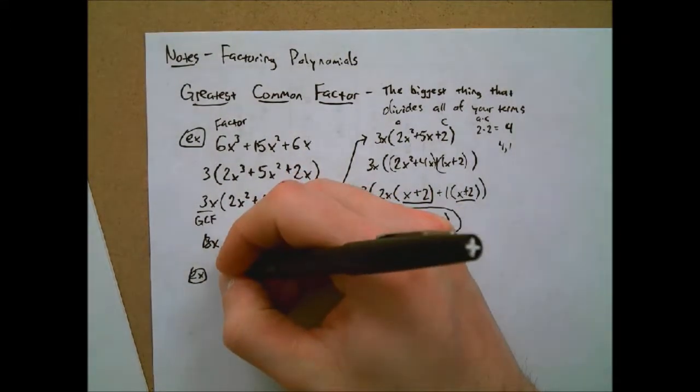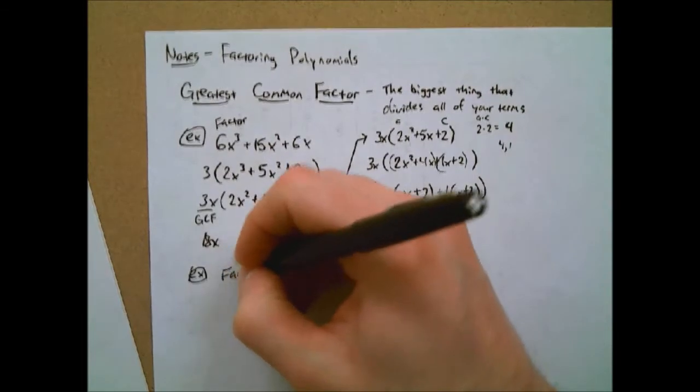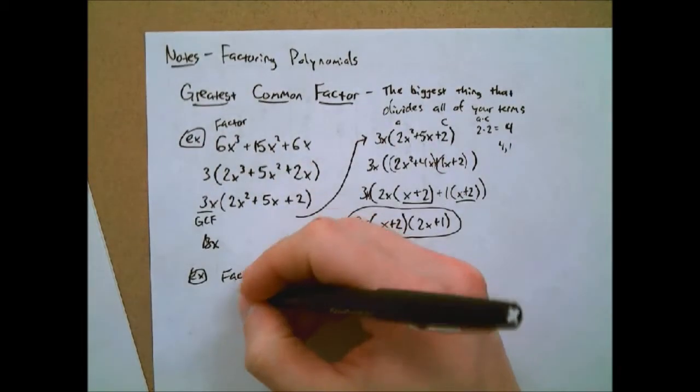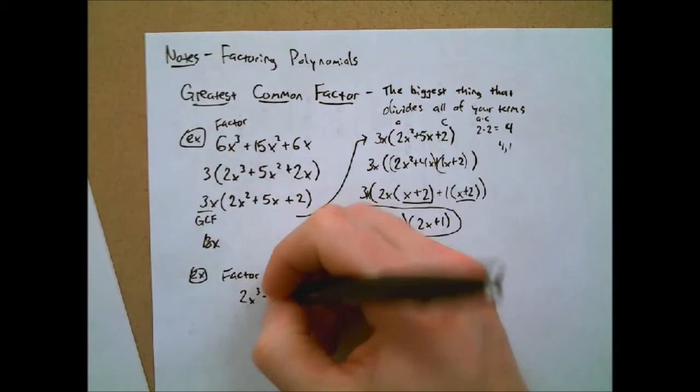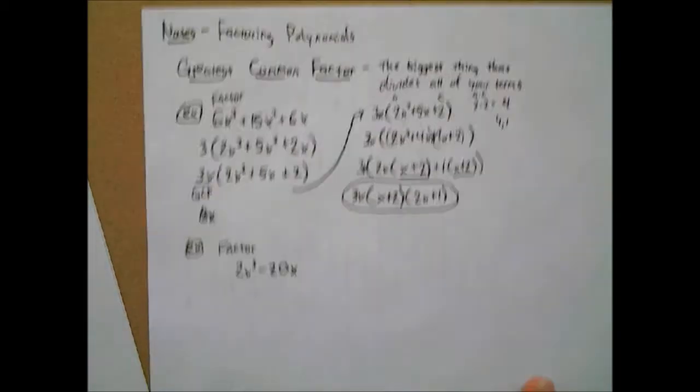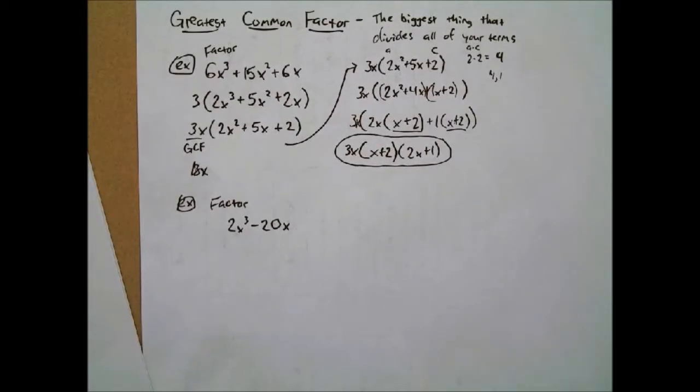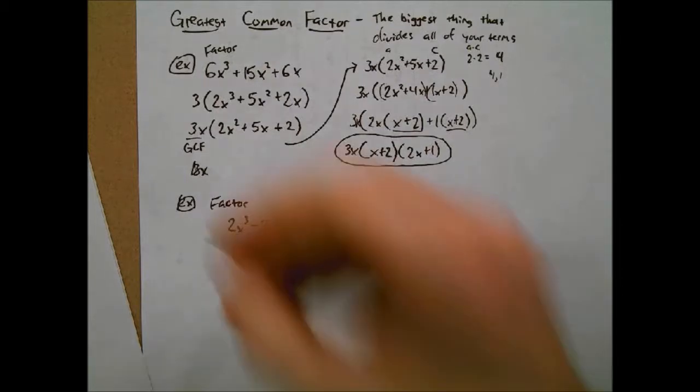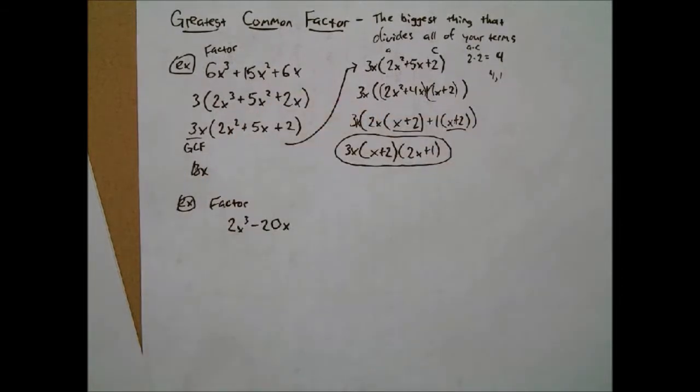Again, same directions. Let's just factor here. Okay, 2x to the third minus 20x. So these directions, when you see just factor, that's like the word simplify. It can mean a lot of different things in a lot of different contexts. And so we need to be comfortable with interpreting what we have to do here.